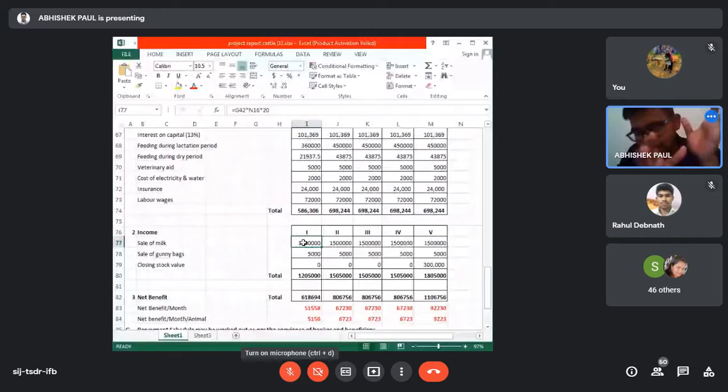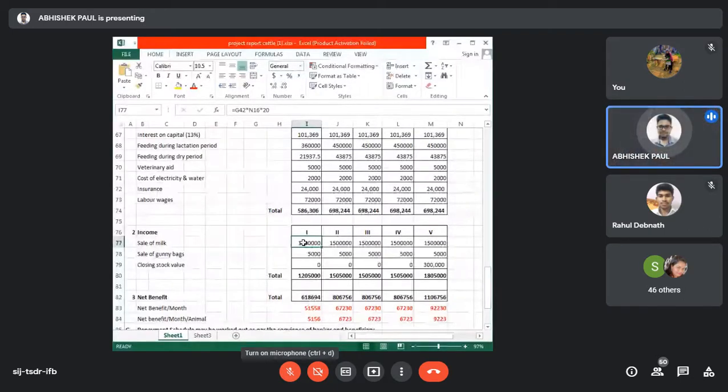So after this, suppose your output is 1 lakh rupees and your input is 1,10,000 rupees. That means you are in a loss of 10,000 rupees, isn't it? So by making the project, you will be able to know whether your farm is in profit or in loss, and in which direction it is going.